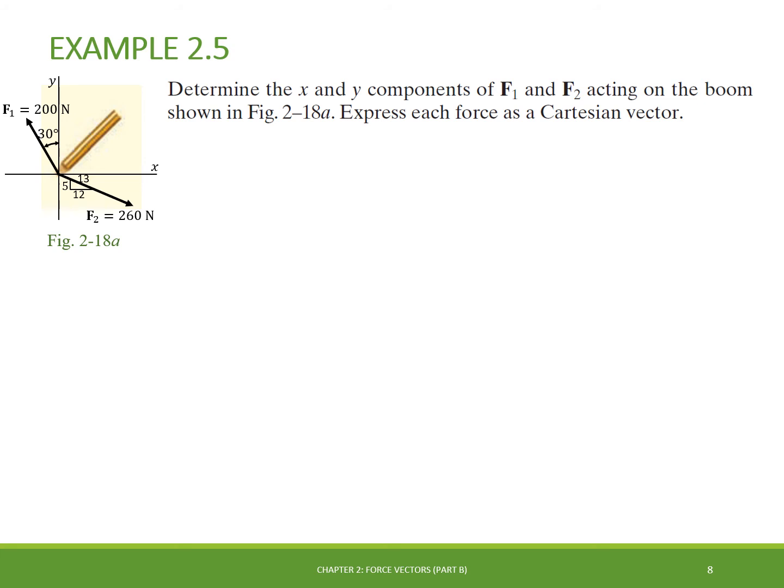In this example, we have to determine the x and y components of F1 and F2 acting on the boom shown here, and express each force using the Cartesian notation. In this problem, we are given the magnitudes of F1 and F2, the angle between F1 and the y-axis, and the dimensions of the slope triangle attached to F2.